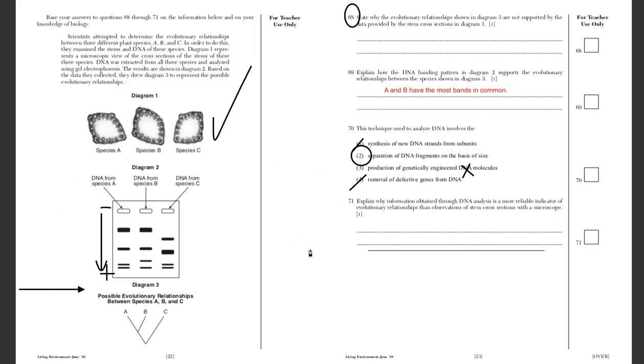Next, 71. Explain why information obtained through DNA analysis is a more reliable indicator of evolutionary relationships than observations of stem cross sections with the microscope. So they're saying basically, why is this more reliable than this? Why is looking at DNA more reliable than looking at a stem of a plant? And that's because DNA analysis is more reliable since the more similar the DNA, the closer the relation.